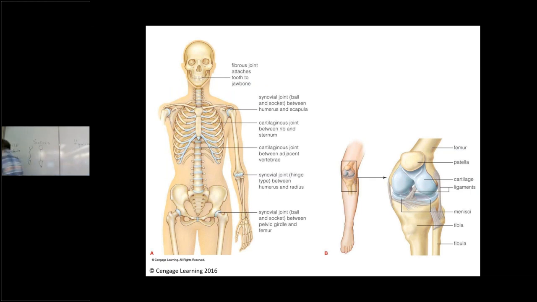So here on this next image, you're seeing examples of the different types of joints. I'd like you all to be able to take a look at that on your own, please.